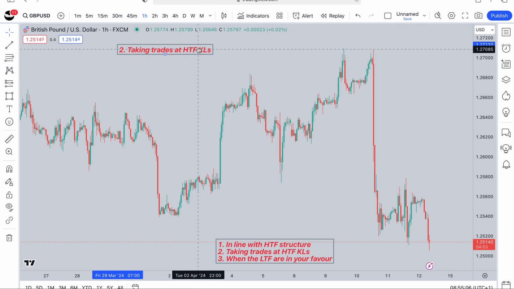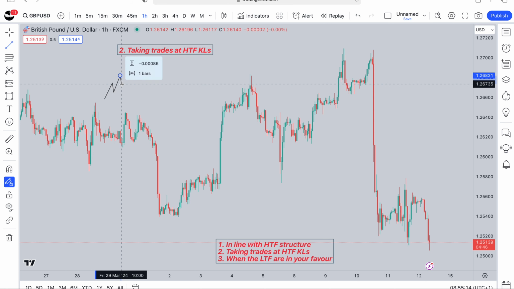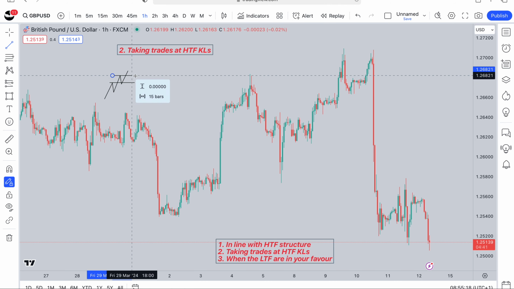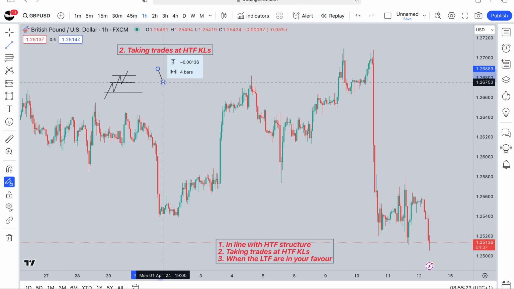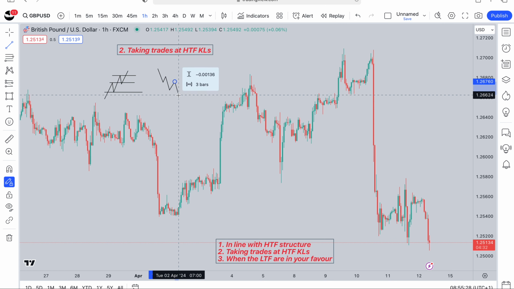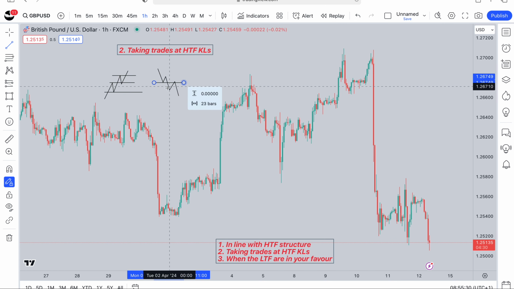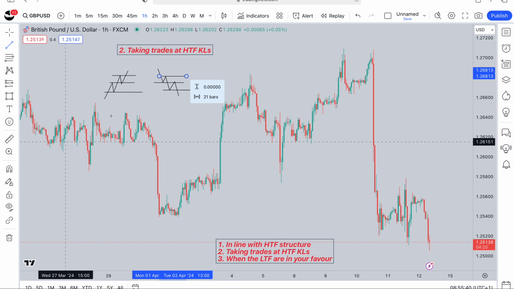Taking trades at higher time frame key levels. So if we get up our little diagram again, what do I mean by key levels? Well, your key levels are simply, you're going to retest off your highs, and then you're also going to trade off your lows. With a downtrend, you're going to retest off your lows, and you're also going to trade off your highs. So the next point is being able to identify these levels correctly.